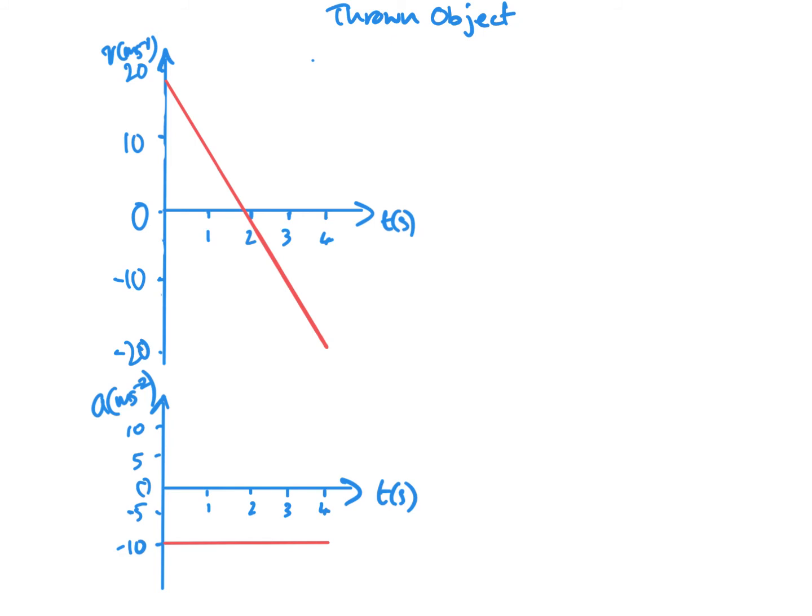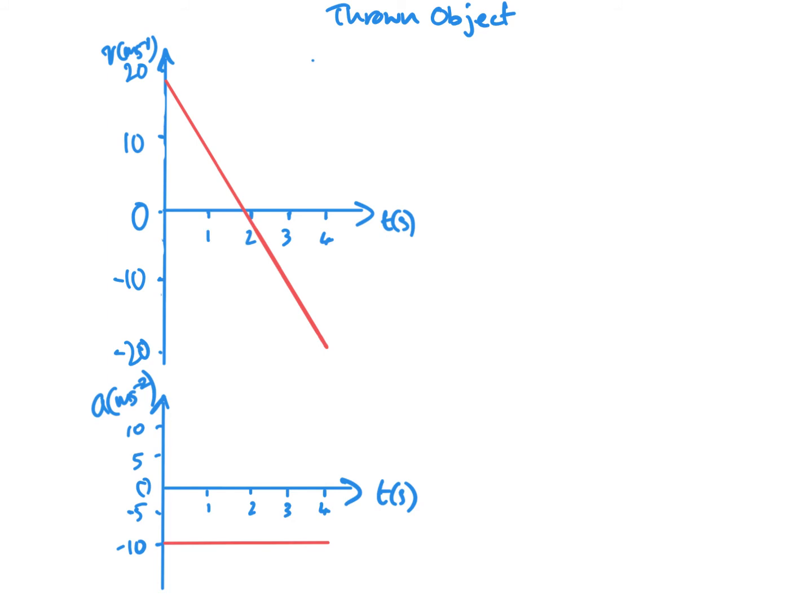So this example is what would happen if you threw an object straight up. In this example, it's thrown up at just below 20 meters per second. If you threw an object up, then it's got positive velocity, but the acceleration is pulling it down because of gravity. So it's going to decelerate.